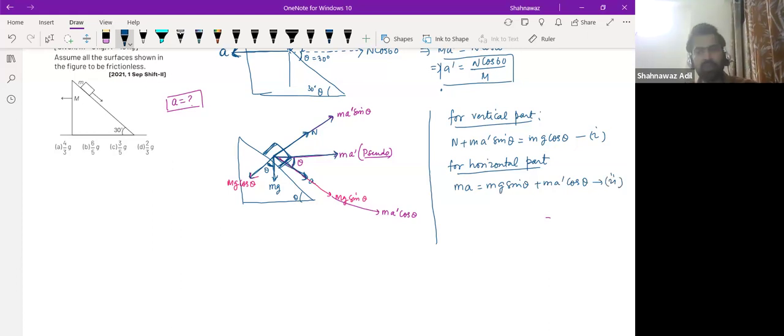So these are the two equations. Up to this point, is it clear, guys?